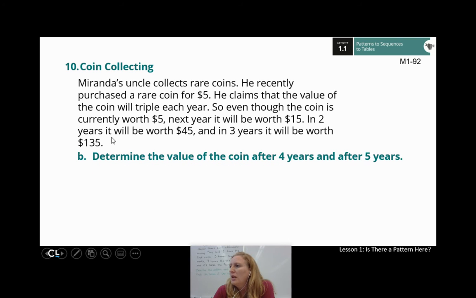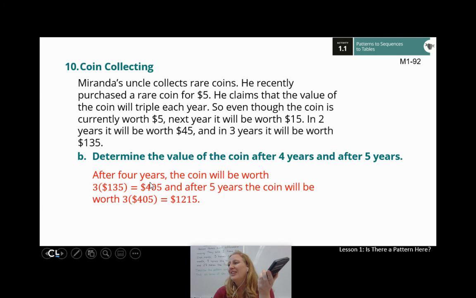So after 3 years, we're at $135. You remember how I said you need a calculator? I would grab a calculator. So the value of the coin after 4 years, well, 135 times 3 would be $405. And after 5 years, well, $405 times 3 is $1,215. So we just kept multiplying by 3.